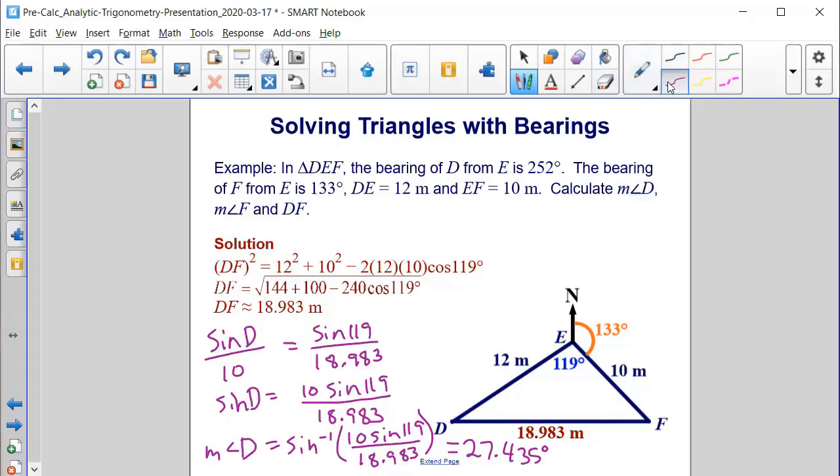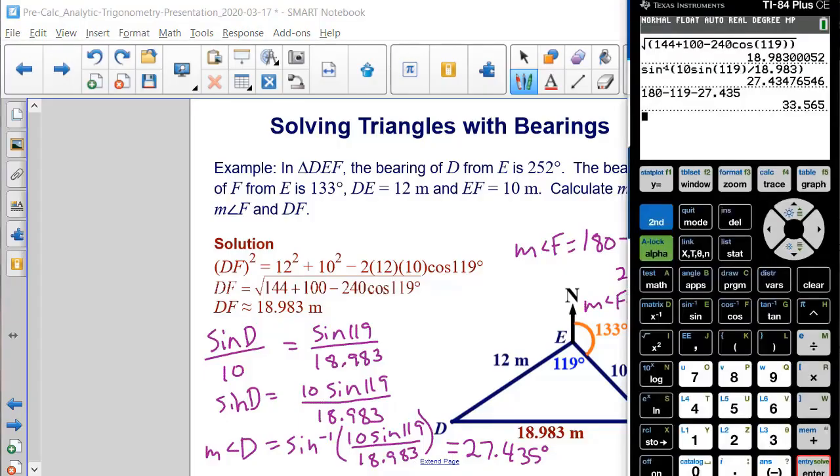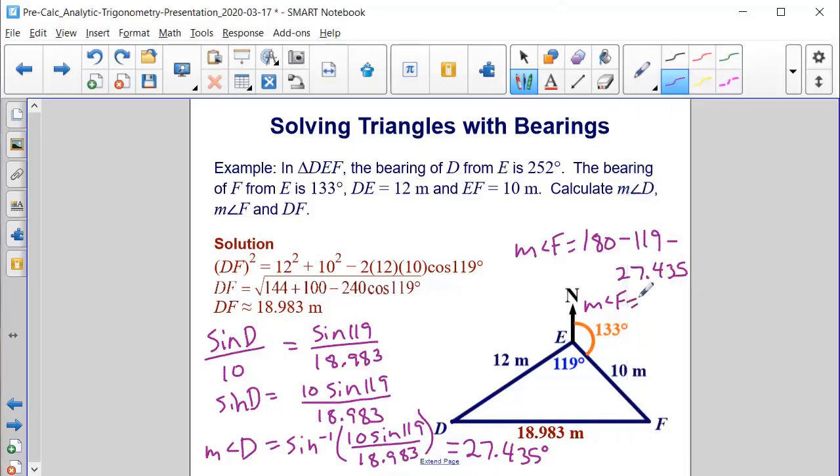So the measurement of angle F equals 180 minus 119 minus 27.435. So the measurement of angle F is equal to, again, 33.565 degrees.